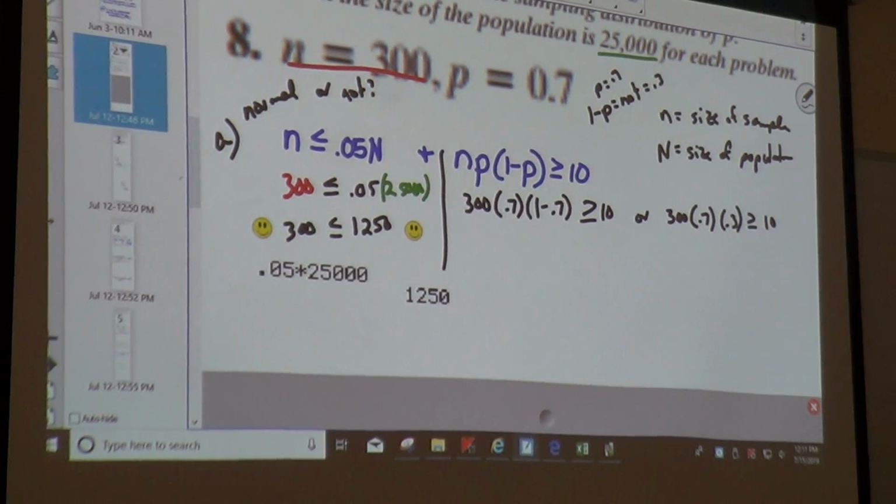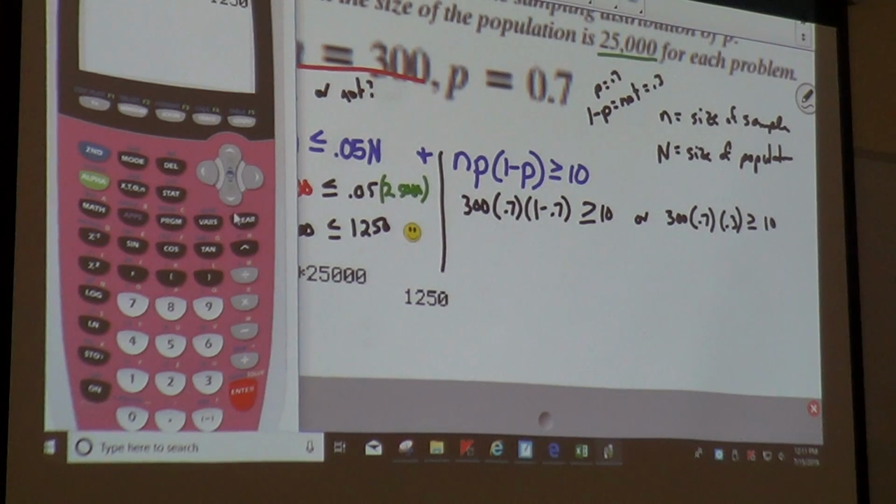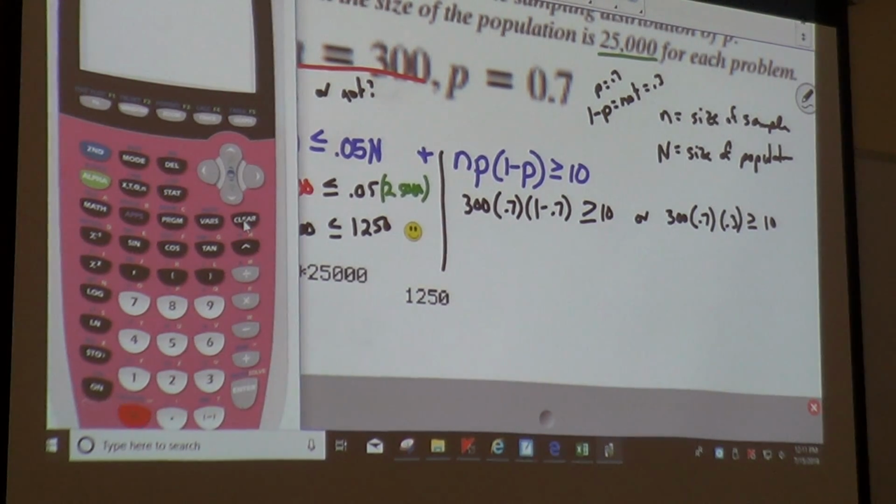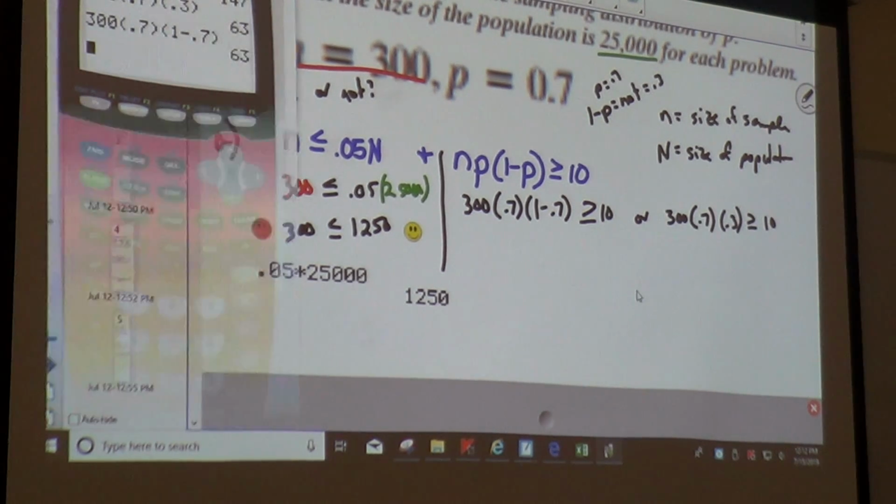So it doesn't matter to me. I'll show you both ways. So it's going to be 300 times 0.7 times 1 minus 0.3. Or 300 times 0.7, no, times 1 minus 0.7. I was thinking of the answer, my bad. 300 times 0.7 times 1 minus 0.7. I'll mark that first one out.